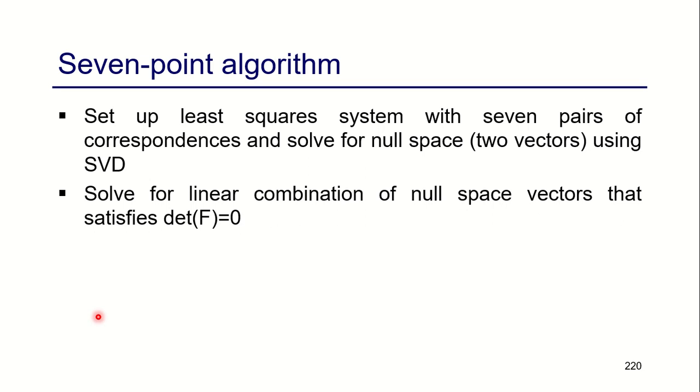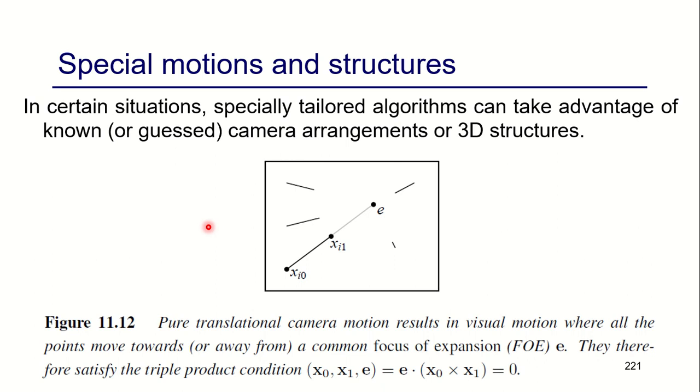7-point algorithm. Set up a least squares system with 7 pairs of correspondences and solve for the null space using the SVD. Solve for the linear combination of null space vectors that satisfies the determinant of F equal to 0.